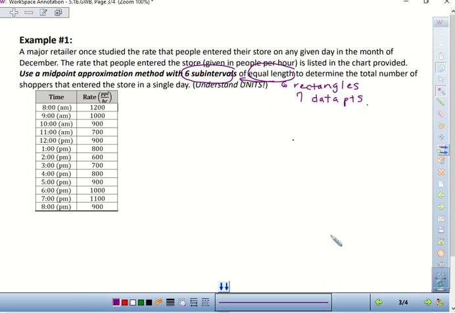So what that means is we're going to have to break this up because we're talking about in a single day, that's from 8 a.m. to 8 p.m. So we're going to be breaking this up a little bit differently. There are 13. Yes, there are 13.